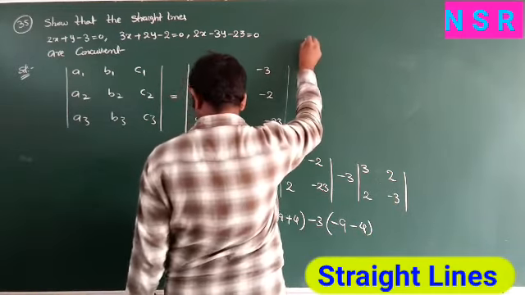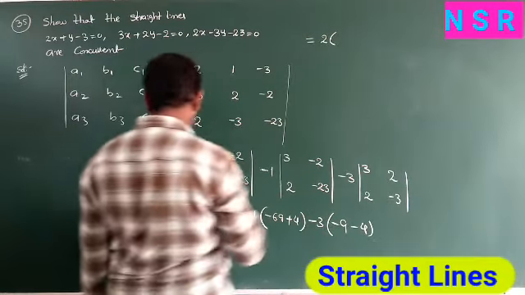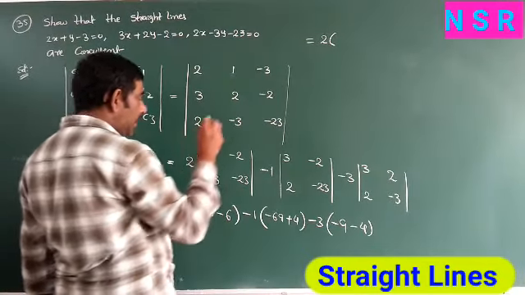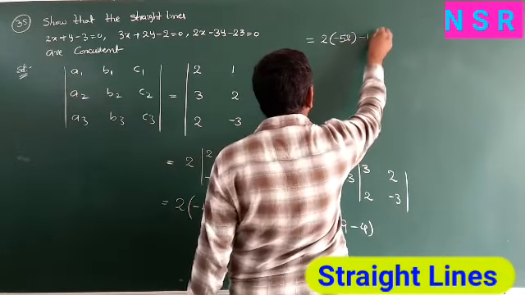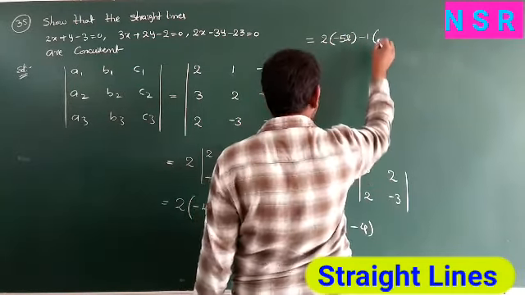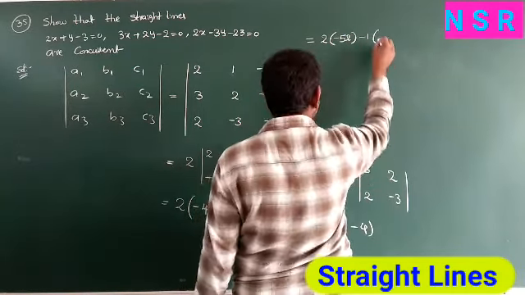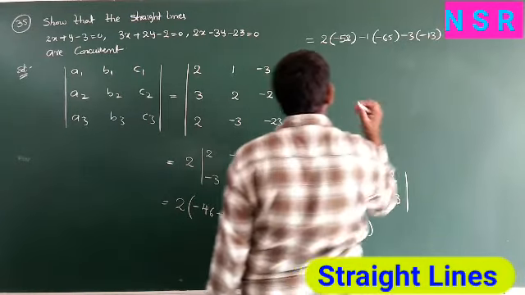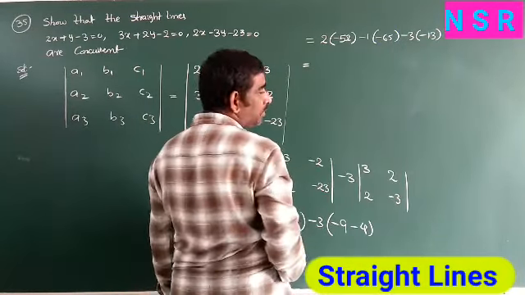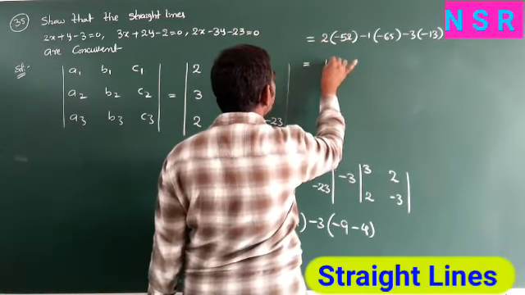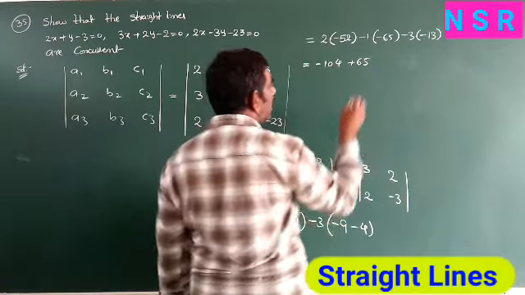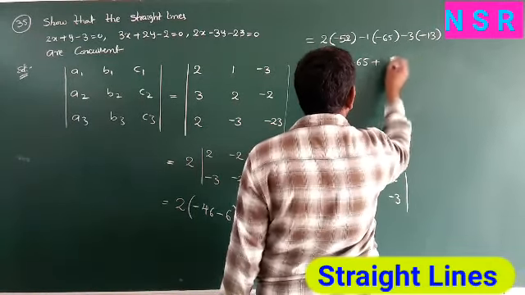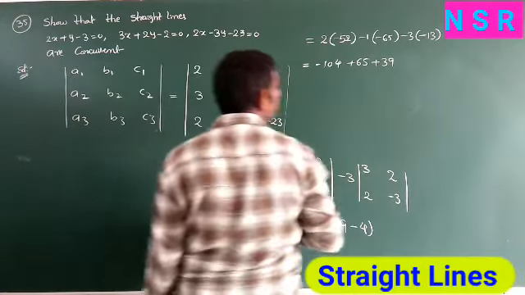Now write here equal to 2 into minus 46, minus 6, minus 52. Next minus 1 into minus 69 plus 4, minus 65. Next minus 9 minus 4, minus 13. So minus 52 into 2: 2 2 is 4, 2 5 is 10, minus 104. Minus into minus 1 into 65, 65, minus into minus is plus 13 3 is 39.